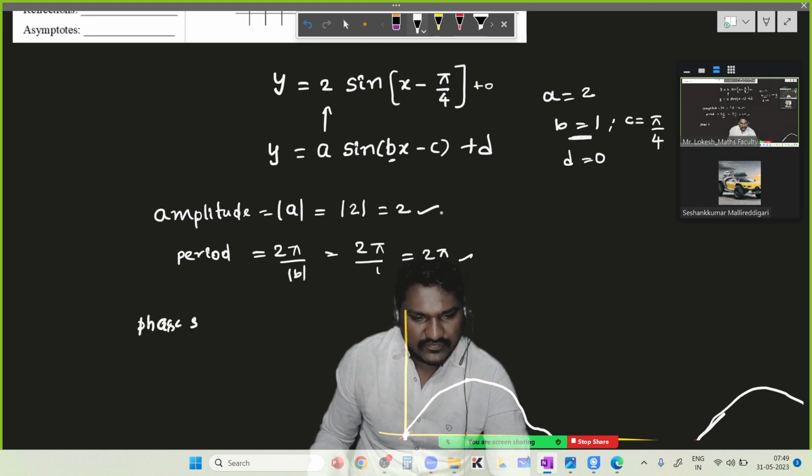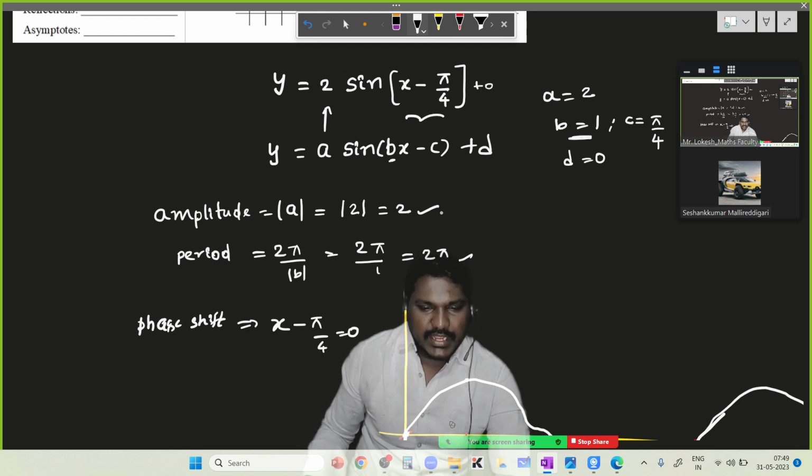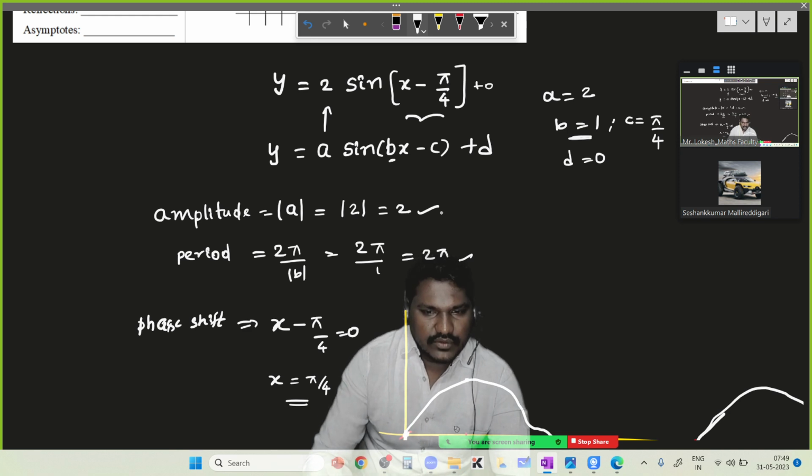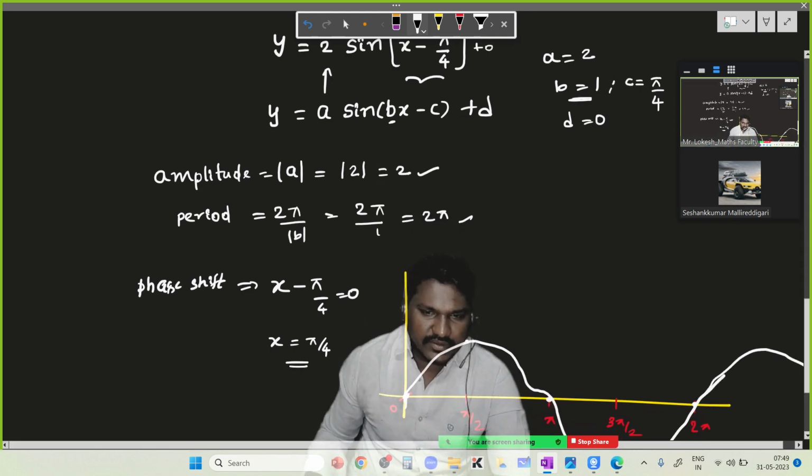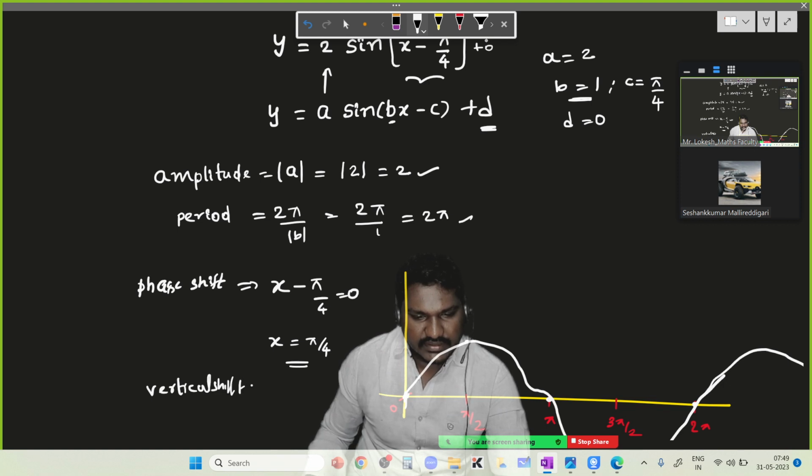So to find the phase shift, particularly horizontal phase shift, we need to equate the value which is inside the function to 0. So x minus pi by 4 should be equal to 0, and if we add pi by 4 on both sides, it will become x is equal to pi by 4. So this is the phase shift. And if you want to find vertical phase shift, case is very simple, d value. So vertical phase shift is nothing but d. So here the value of d is 0.